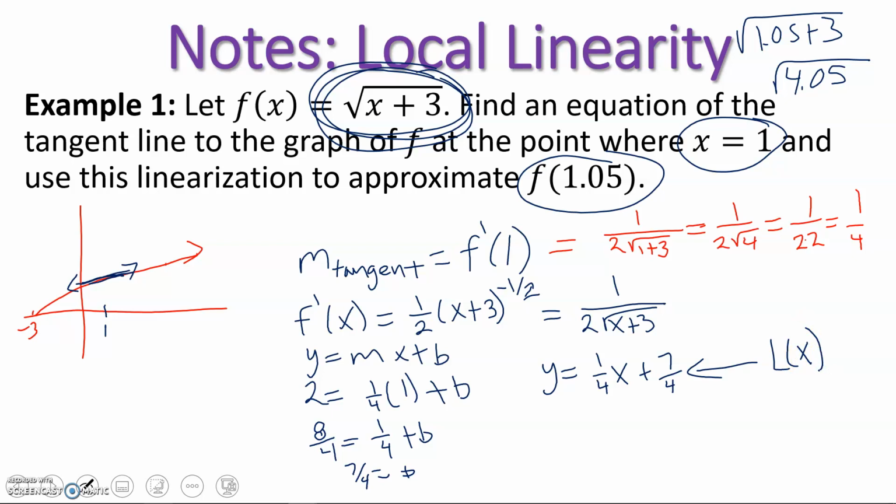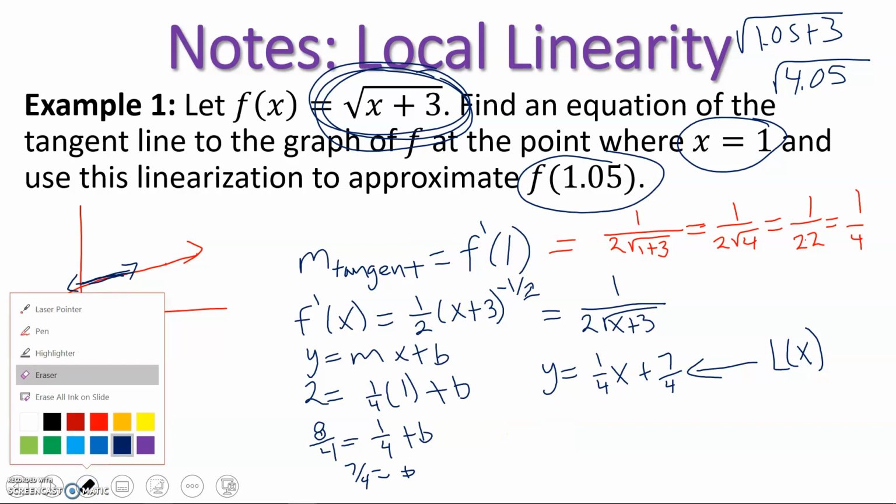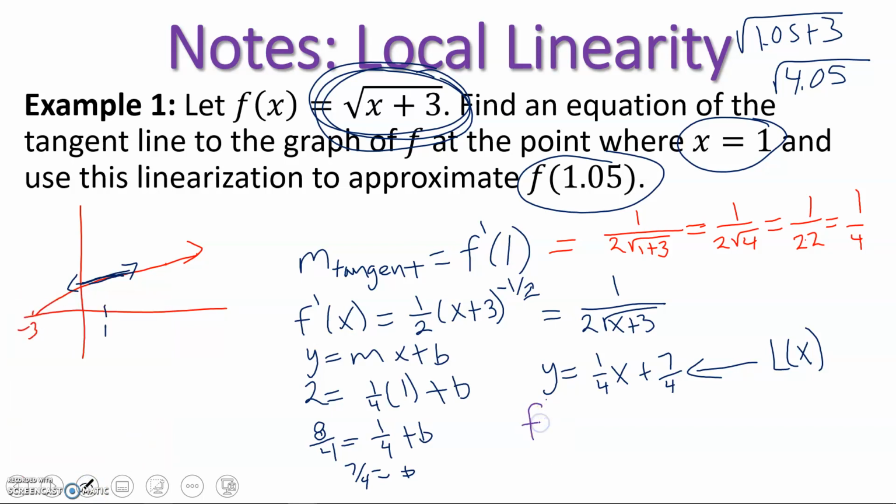Now according to our local linearity property, we know that f of x is approximately equal to L of x. So let's actually find f of 1.05. We're going to say f of 1.05 is approximately equal to L of 1.05, because when we zoom in close enough around 1, it's approximately a line.